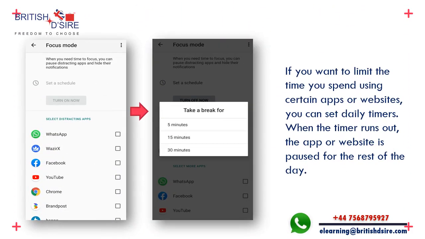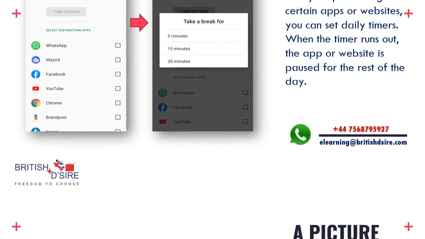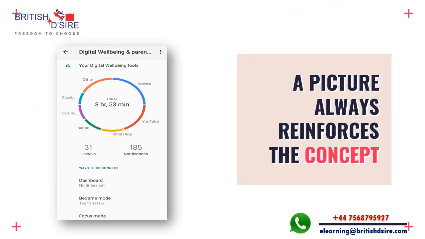If you want to limit the time you spend using certain apps or websites, you can set daily timers. When the timer runs out, the app or website is paused for the rest of the day. The procedure is simple. Tap Focus Mode, select the app, and tap Turn On Now to take a break for 5, 15, or 30 minutes. This is the screenshot of the Dashboard, where you can easily view application use and different modes and functions.